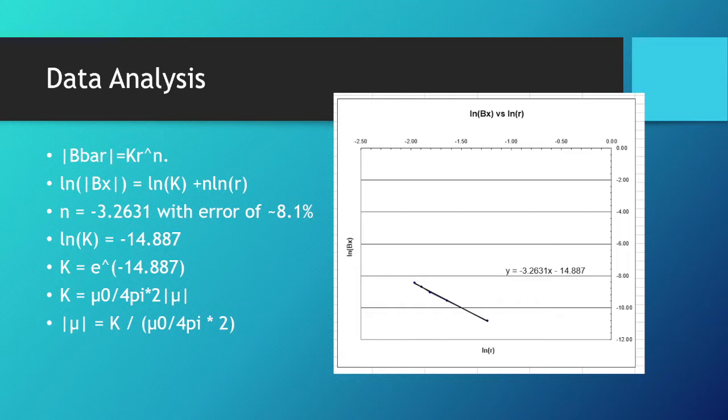The natural log of k is negative 14.887, and k is equal to e to the power of negative 14.887. k is also equal to mu 0 over 4 pi times 2 times the magnitude of mu, which means that the magnitude of mu is equal to k divided by mu 0 over 4 pi times 2.